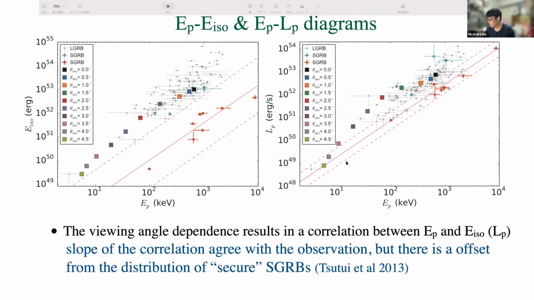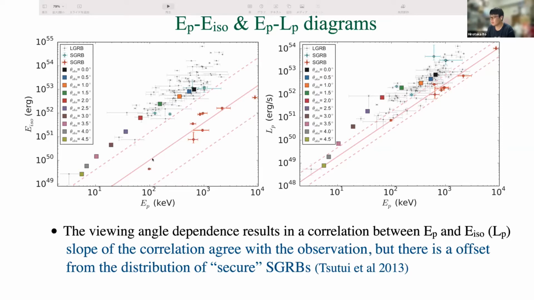Hence a correlation between the spectral peak energy, E_iso, and L_p also arises in the short GRB simulation. However, while the correlation slope shows a good match with the observation, there is an offset from the distribution of short GRBs. Although it is not clear at this point, we speculate that this offset may be reduced by changing the simulation setup within a reasonable range.